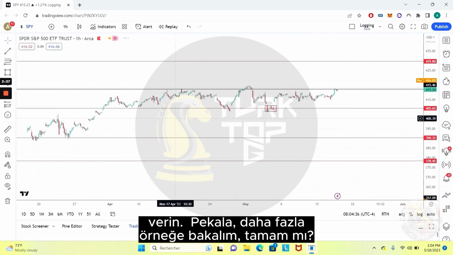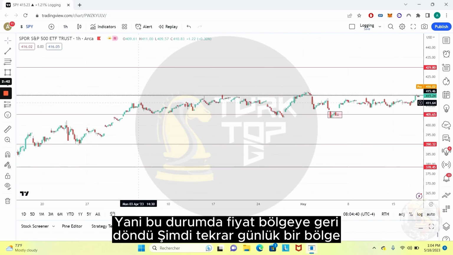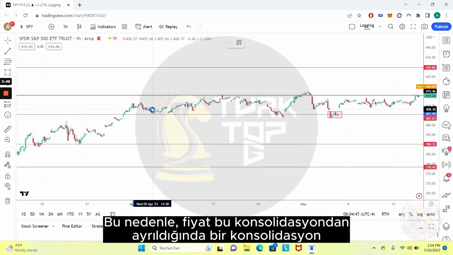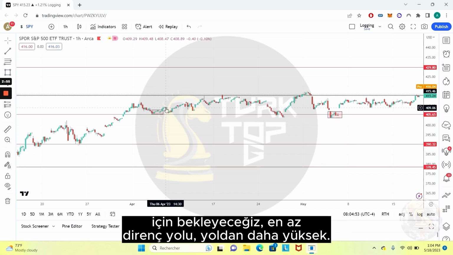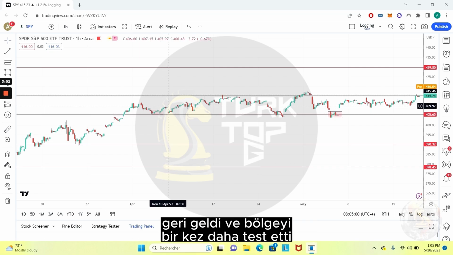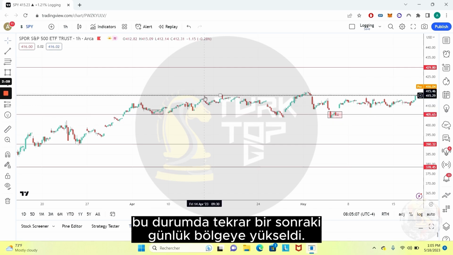All right, let's look at more examples. Okay, so in this case, price came back to this zone, again, a daily zone. Now we don't know if this zone will act as support or if price will go lower. So we wait for a consolidation. Once price leaves that consolidation, the path of least resistance is higher. The path price is most likely to take is higher. In this case, price came back and retested the zone one more time, but never really broke below and finally ended up going higher to the next daily zone.